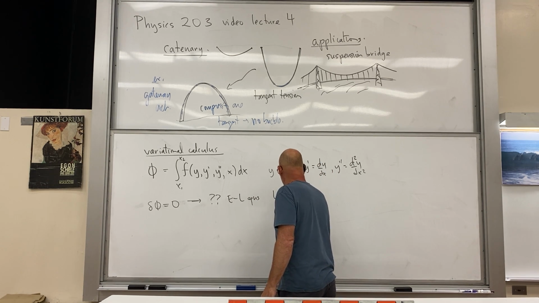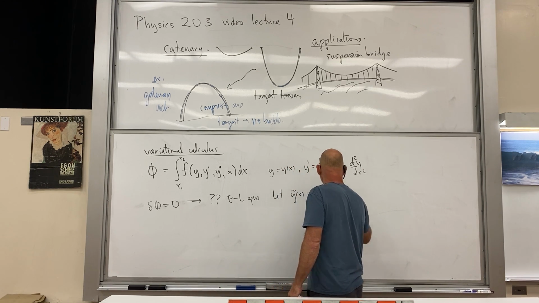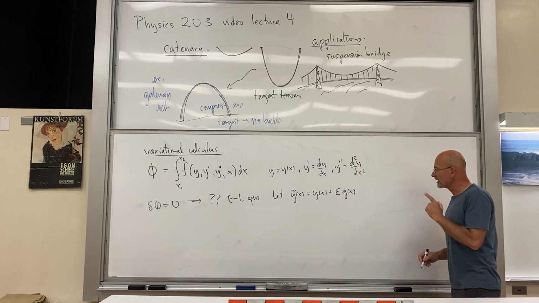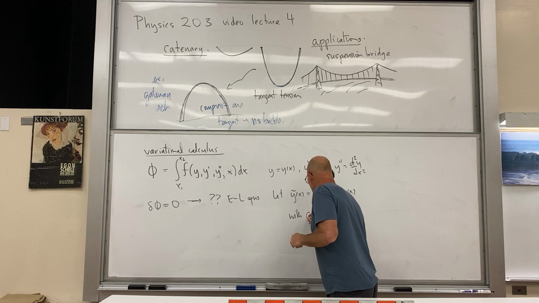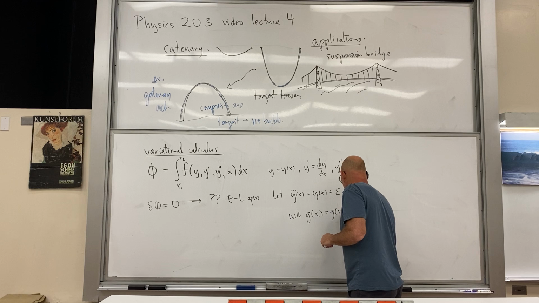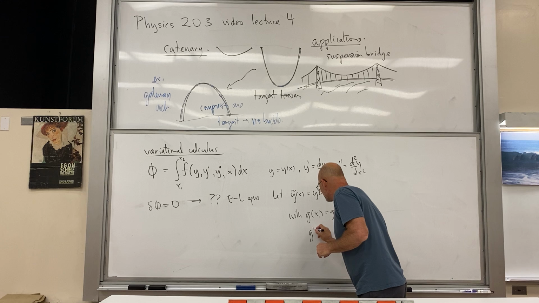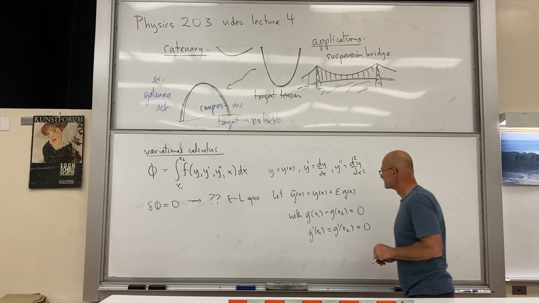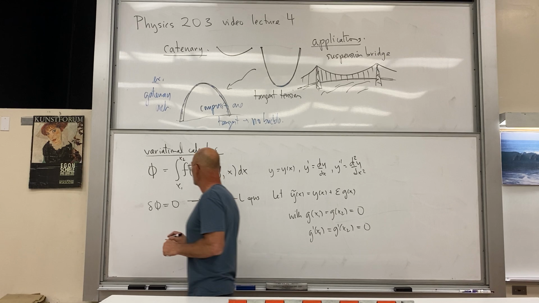So let y tilde of x be equal to y of x plus epsilon g of x, and what we have to require now for g of x is g of x1 equals g of x2 equals 0, that we already had. We also have to require that g prime of x1 equals g prime of x2 equals 0. Okay. And then, so this is homework.